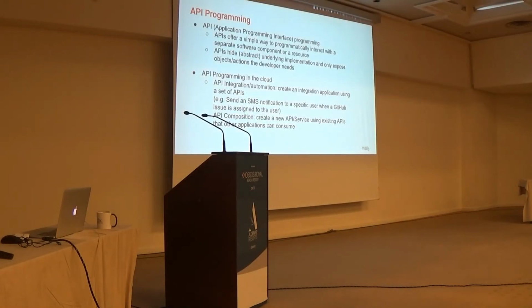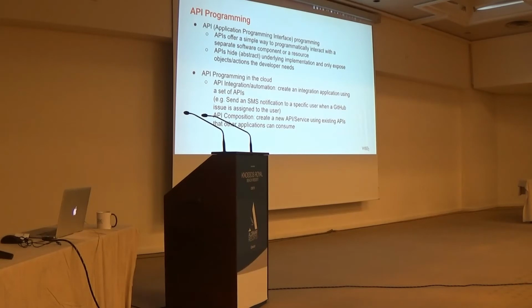Okay, so what do we mean by API programs here? We see two categories of API programs. The first one is an API integration, or an automation we call it. We create an integration application using a set of APIs. An example is, when a GitHub issue is assigned to you, you want an SMS to be sent, you want an email. This is the first type of API programs that you can write.